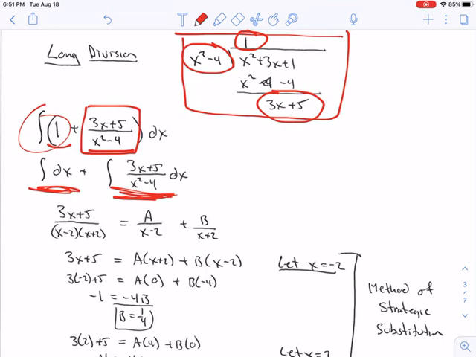It can factor into x minus 2, x plus 2. So we break it up like this. Factor the x squared minus 4 into x plus 2, x minus 2. Then on the right-hand side, we put each factor in its own fraction with an A in the numerator and a B in the numerator, because these are non-repeating linear factors.